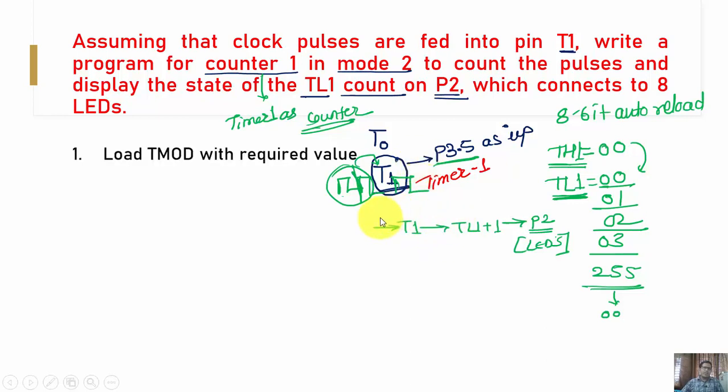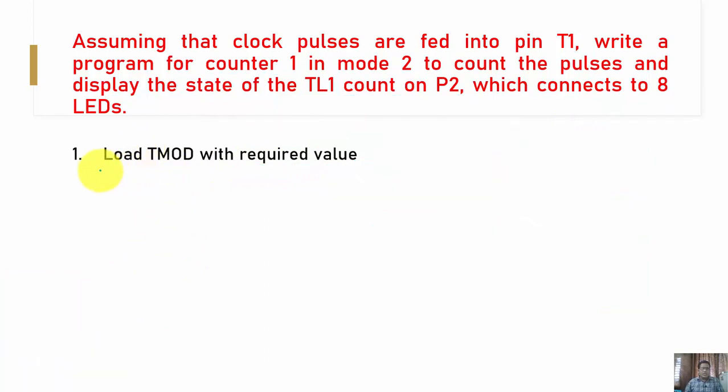So let us check the step-by-step execution. Step 1: load the TMOD register with the required value. What value? Just recall the configuration of the TMOD register: first GATE, then C/T bar, then M1, then M0, again the GATE bit, followed by C/T bar, again M1 and M0, right?